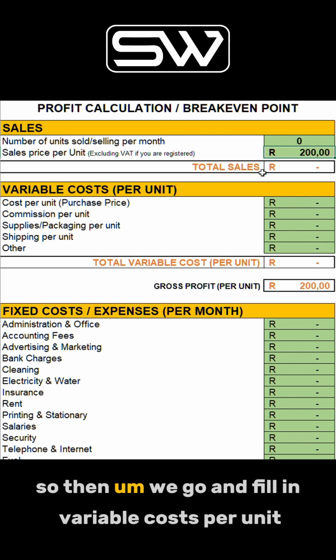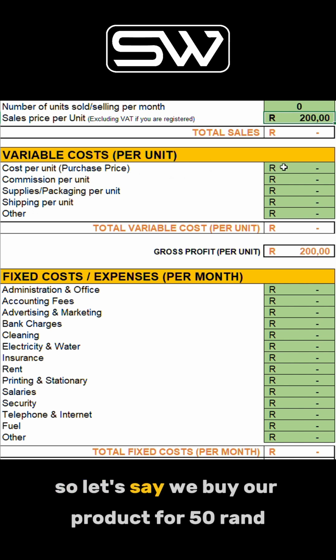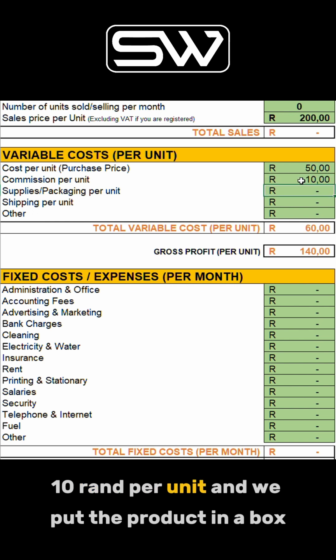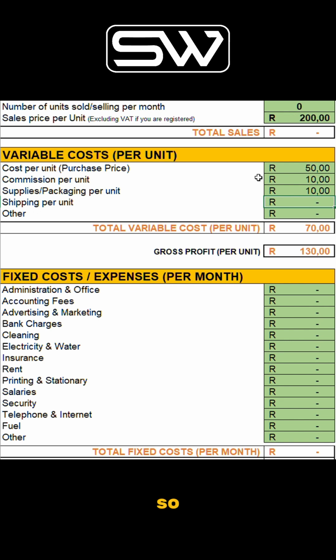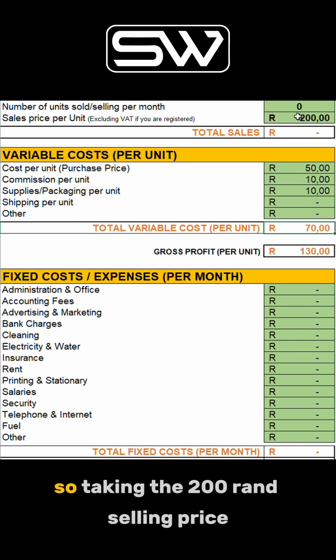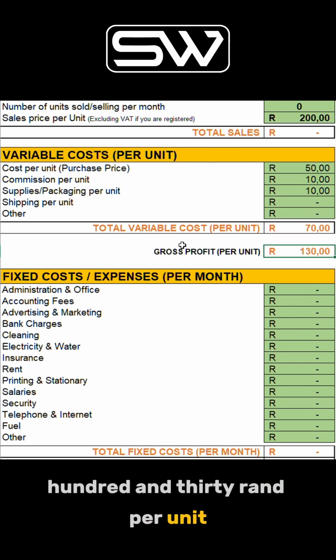So then we go and fill in variable costs per unit. Let's say we buy our product for 50 Rand. We pay a commission for our salesperson, 10 Rand per unit. And we put the product in a box for shipping purposes. We pay 10 Rand per unit. So that means our total variable cost per unit is 70 Rand. So taking the 200 Rand selling price minus 70 Rand cost, your gross profit will be 130 Rand per unit.